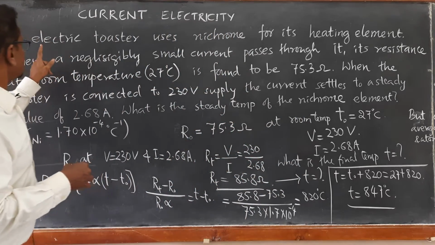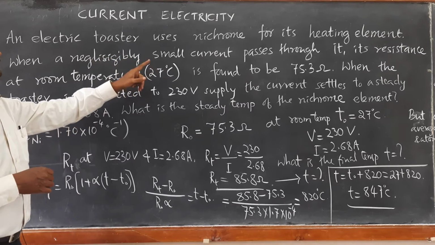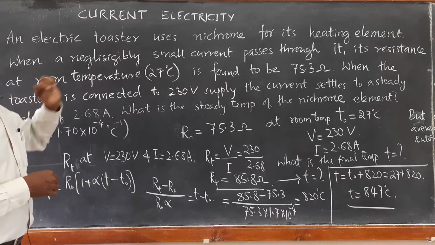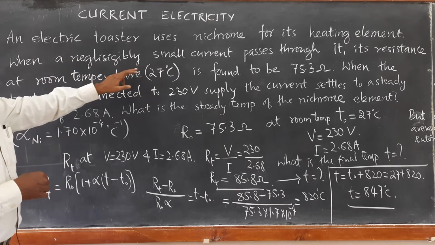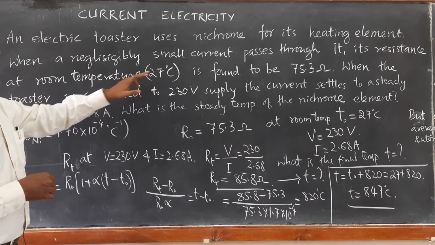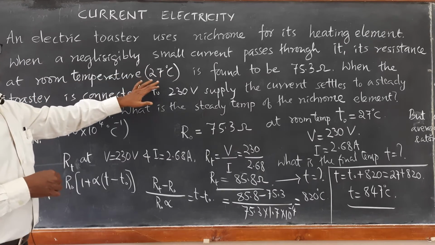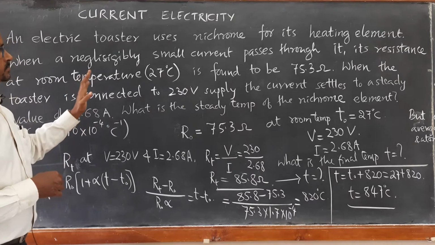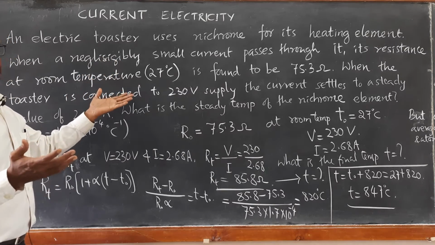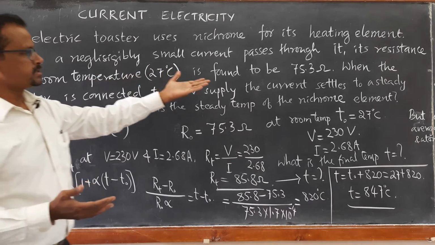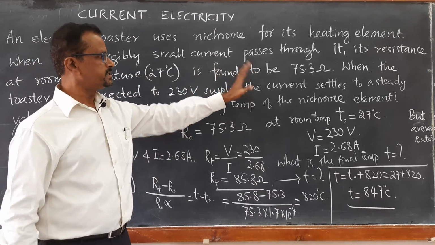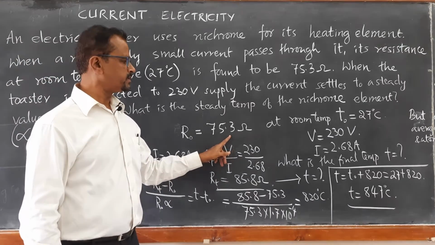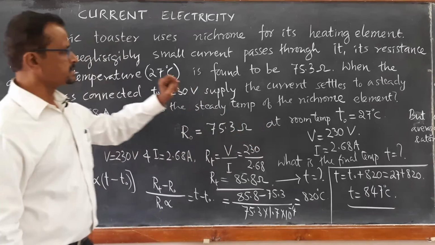An electric toaster uses nichrome as its heating element. When a negligibly small current passes through it, its resistance at room temperature is found to be 75.3 ohm. Before the electric current is passed, at room temperature, the resistance of the nichrome coil in the toaster is 75.3. So, that is what I have written: initial resistance 75.3 ohm at room temperature 27 degrees Celsius.